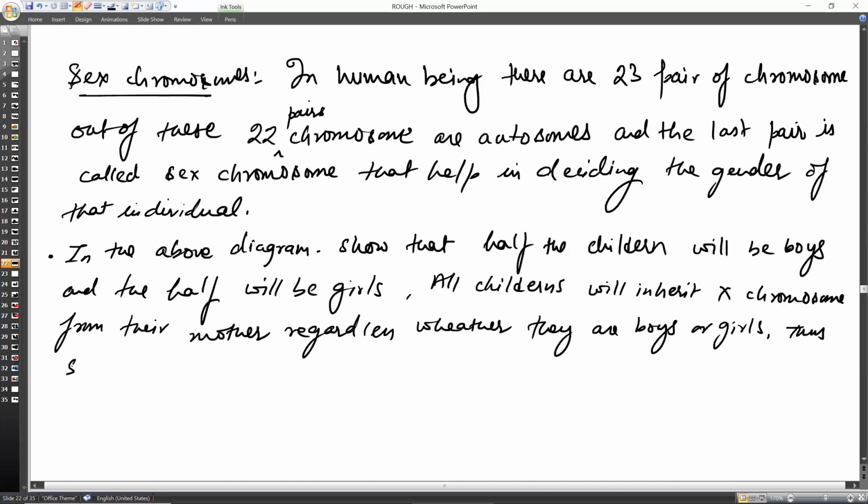Thus, all children will inherit the X chromosome from their mother, regardless of whether they are boys or girls.